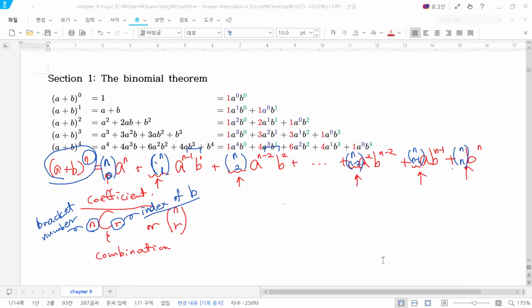I am going to give you 2 minutes to get familiar with this theorem.